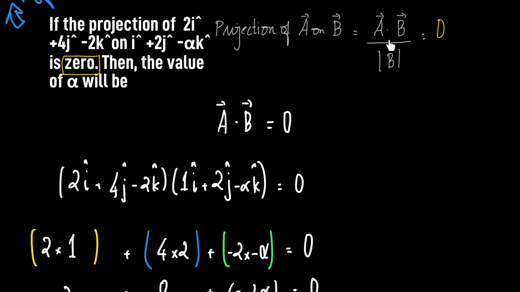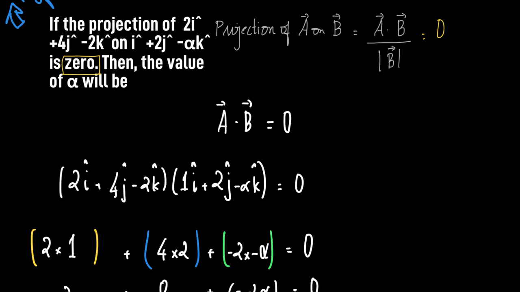It is equal to vector A dot vector B by magnitude of B, which is equal to 0. Now, vector B has a definite magnitude. Therefore, this denominator cannot be equal to 0. Therefore, vector A dot vector B has to be equal to 0.